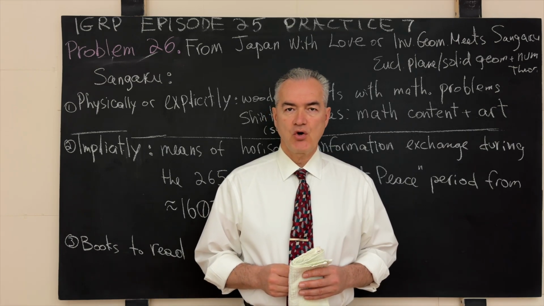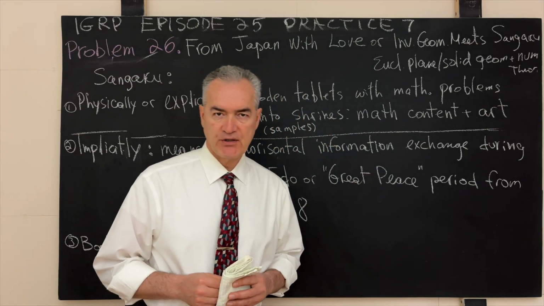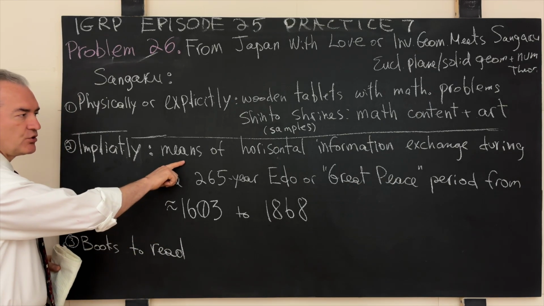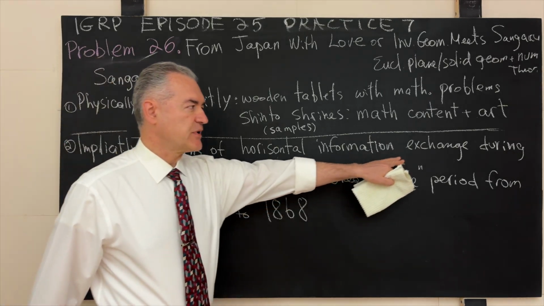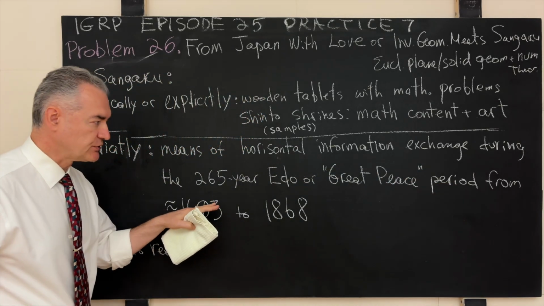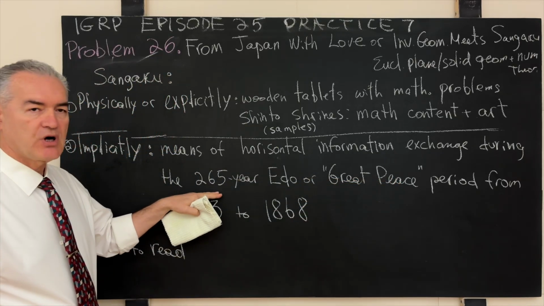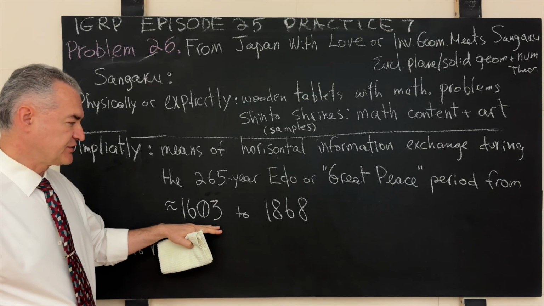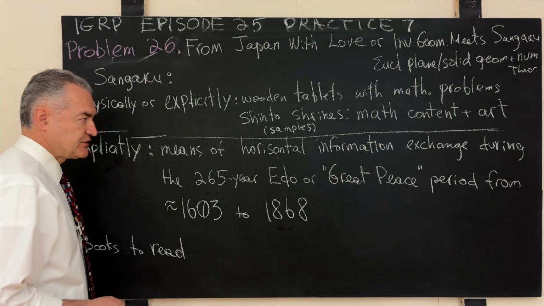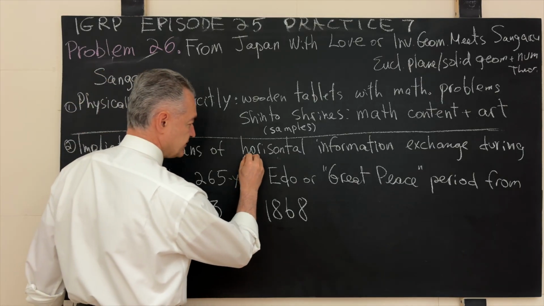Collectively taken as one large whole, the Sangaku phenomenon had an intangible and an implicit aspect to it, which is to say that implicitly, Sangaku were the means of horizontal information exchange across the experts in the field during the so-called Edo or Great Peace period that lasted for 265 years, from the year of 1603 to the year of 1868. And the emphasis and the key takeaway from this aspect of Sangaku is the fact that this information exchange was horizontal.